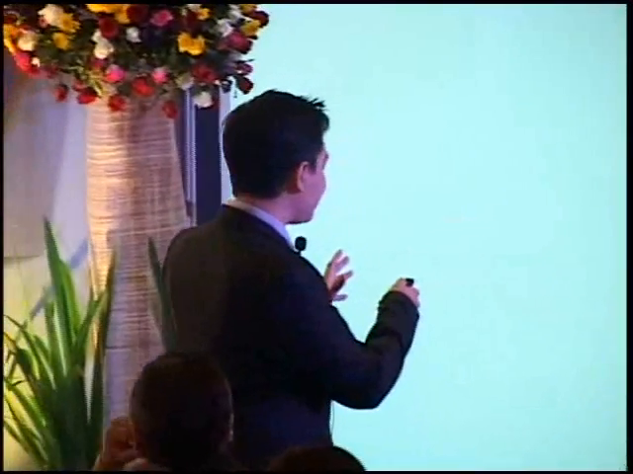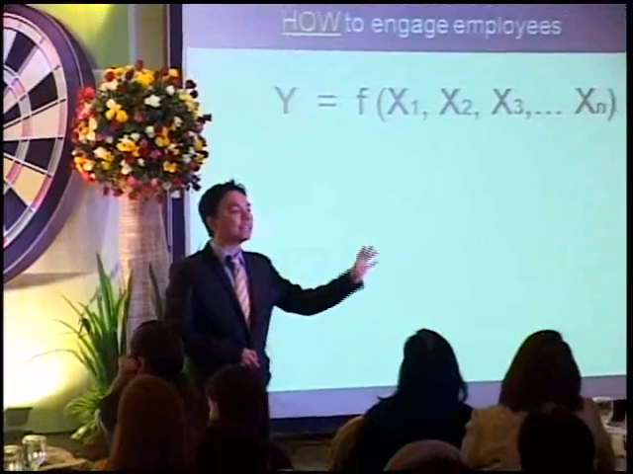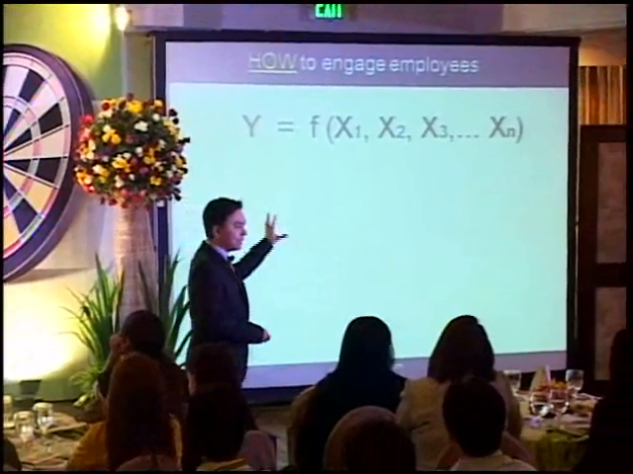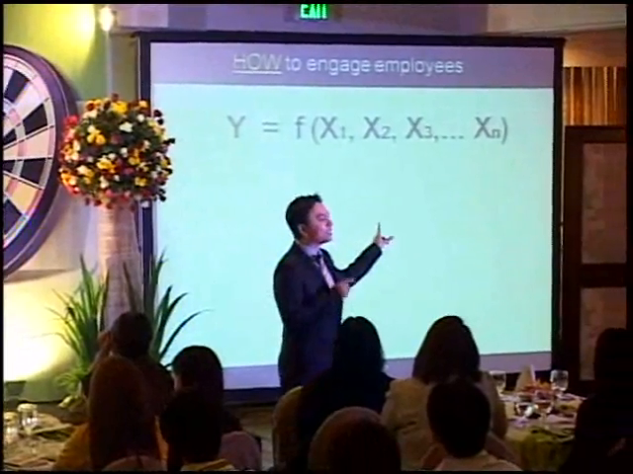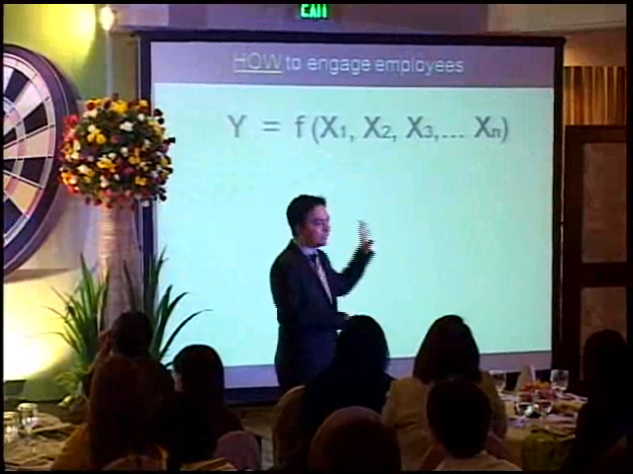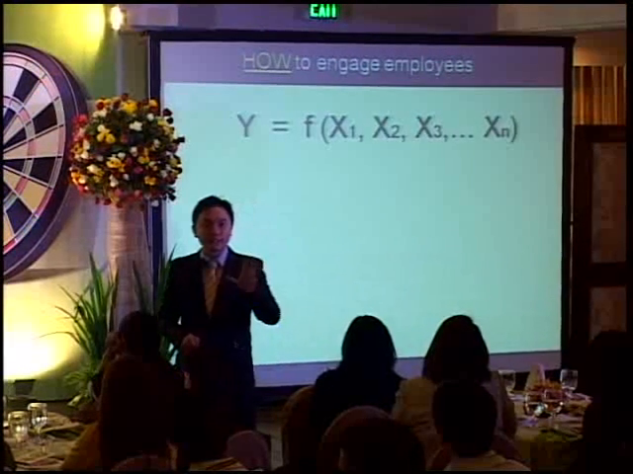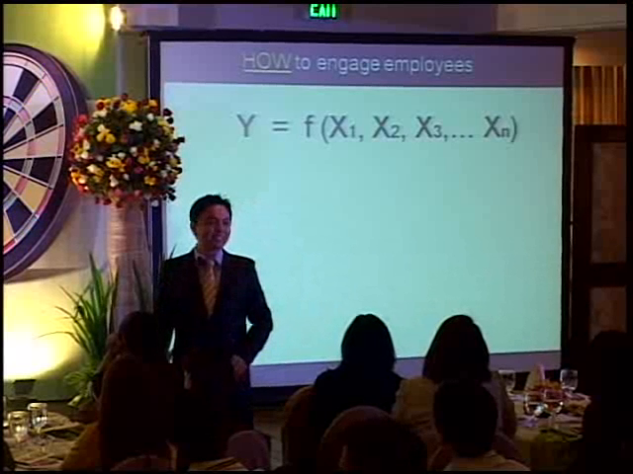So, since everyone agreed that employee involvement is important, now let's shift our focus on how to engage employees. Now, in Six Sigma, this is what you call the Six Sigma equation. Very important in Six Sigma. And it reads, Y is a function of x sub 1, x sub 2, x sub 3 to x sub infinity. Very simple, right?